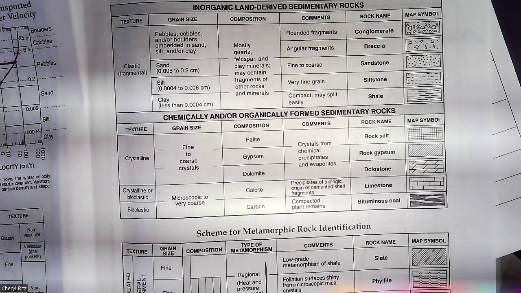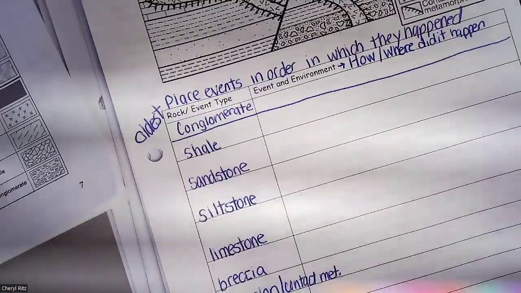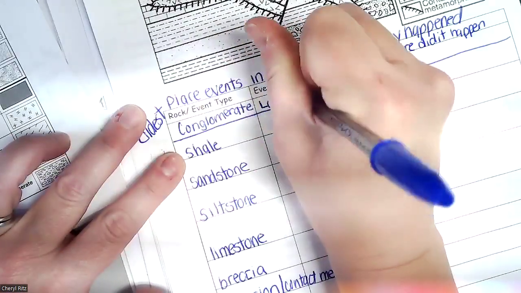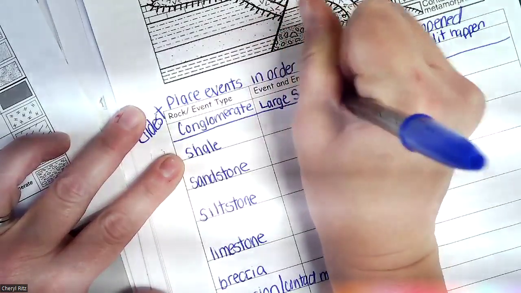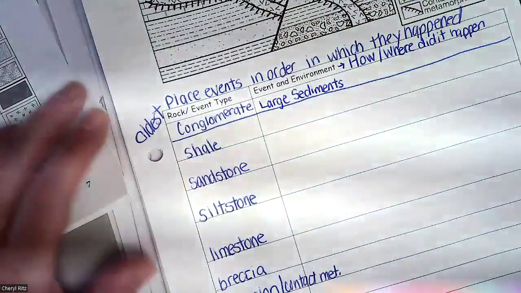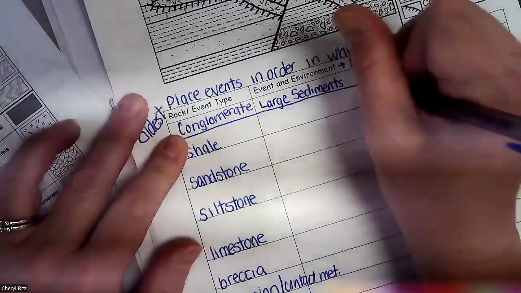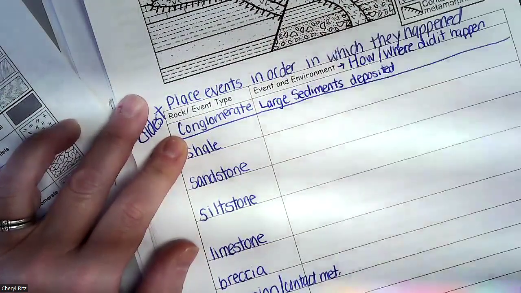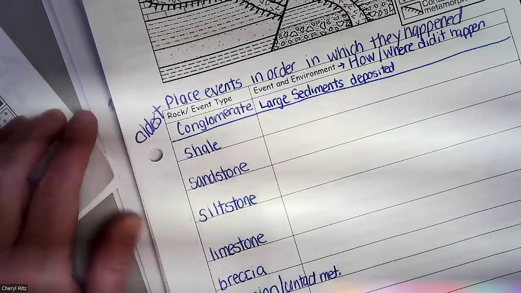When I'm done, that was yesterday's work. We're moving on. Pebbles, cobbles, boulders, sand, silt, and clay. So conglomerate is made of a mixture of sediments. Actually, more importantly, it's large sediments. So those large sediments, the pebbles, cobbles, and boulders, got deposited, buried, and compacted. I don't have room to write all that, so I'm just going to say deposited.